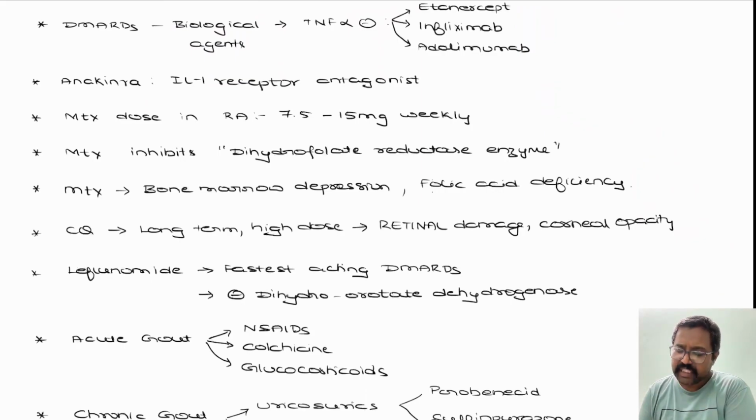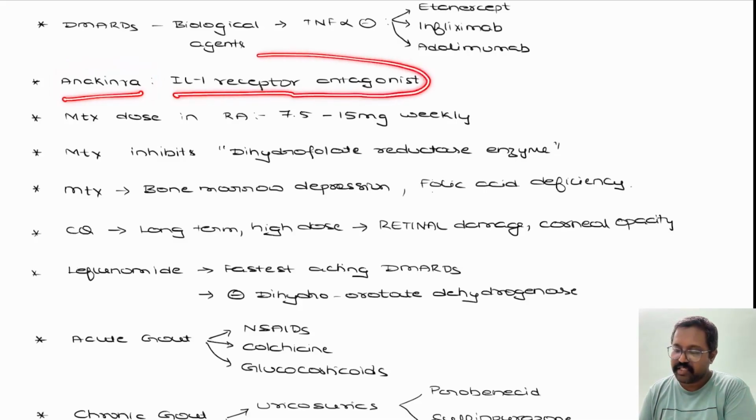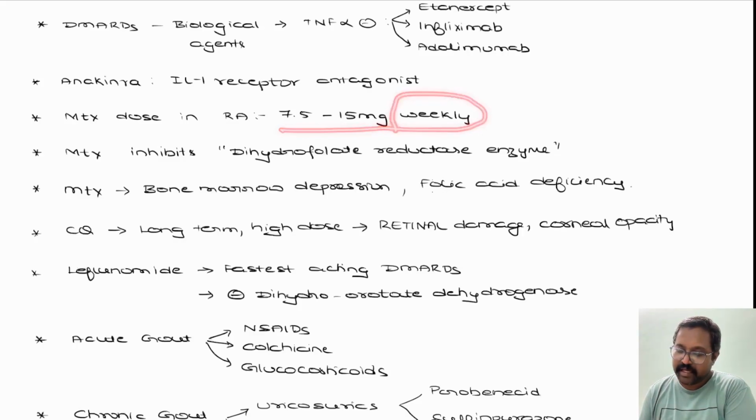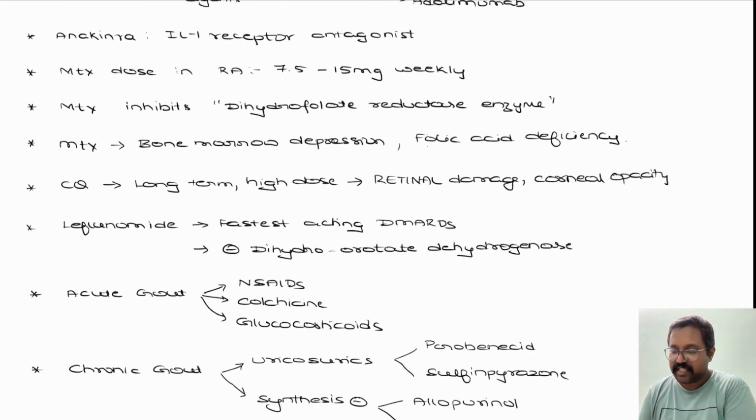Anakinra is a drug which is used to treat rheumatoid arthritis. Its action is receptor antagonism towards interleukin 1. So anakinra is an interleukin 1 receptor antagonist. Interleukin acts as an inflammatory mediator. So what is the dose of methotrexate in rheumatoid arthritis? The dose of methotrexate in rheumatoid arthritis is 7.5 to 50 milligram weekly. Please remember, methotrexate inhibits the enzyme dihydrofolate reductase.